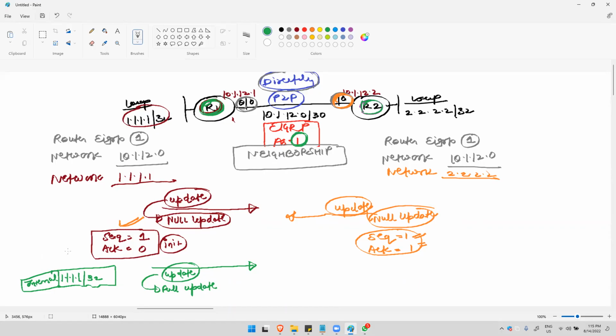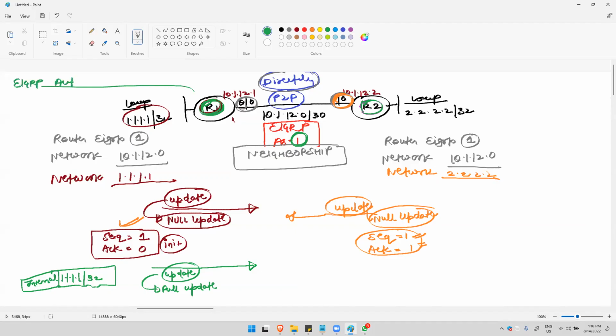How to verify classless or classful? Very simple. Network address is which class? A. But subnet mask is which class? Class D. Both are same or different? Different. So if different, it's classless.